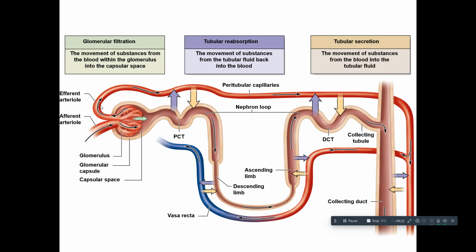If there's something that was not filtered, but it's a waste that we want to get rid of, we secrete it, meaning we take it from the blood and add it to the filtrate in the renal tubule. And we do that in multiple locations. And all this reabsorption and secretion turns the filtrate into urine. By the time we're done in these tubules here, and we end up in this collecting duct, we now finally have urine. So these are the 3 steps of urine formation.